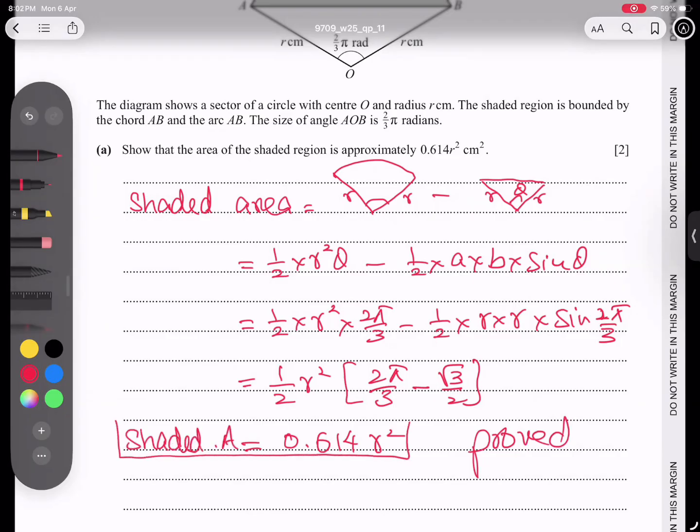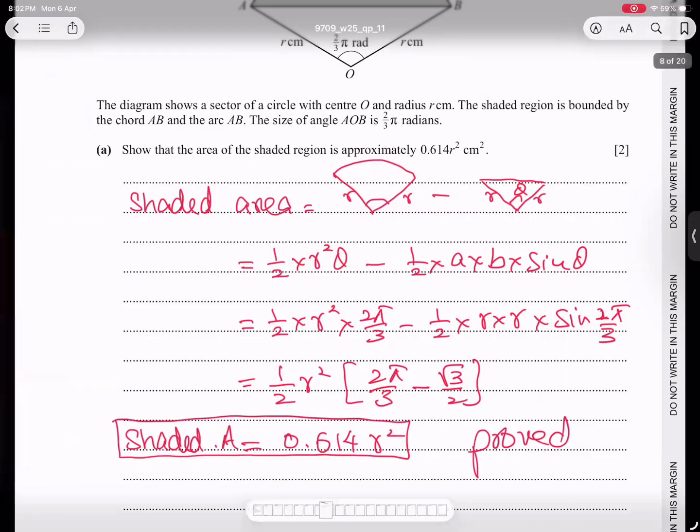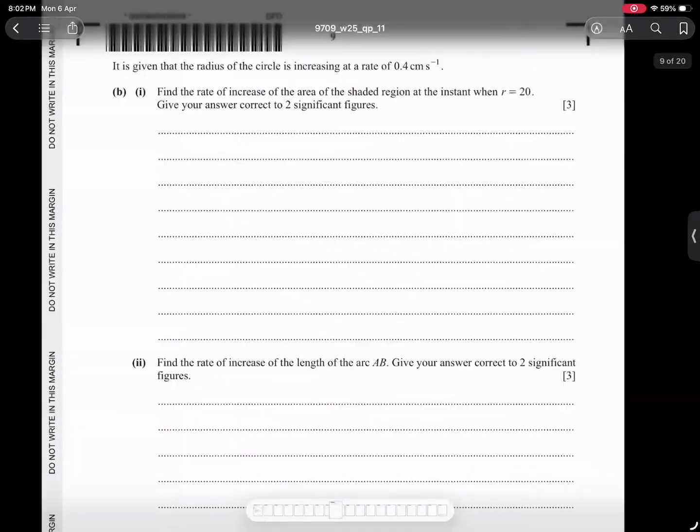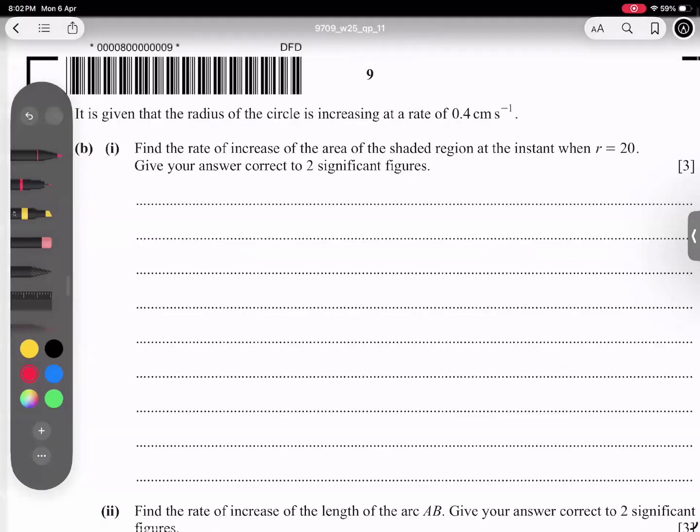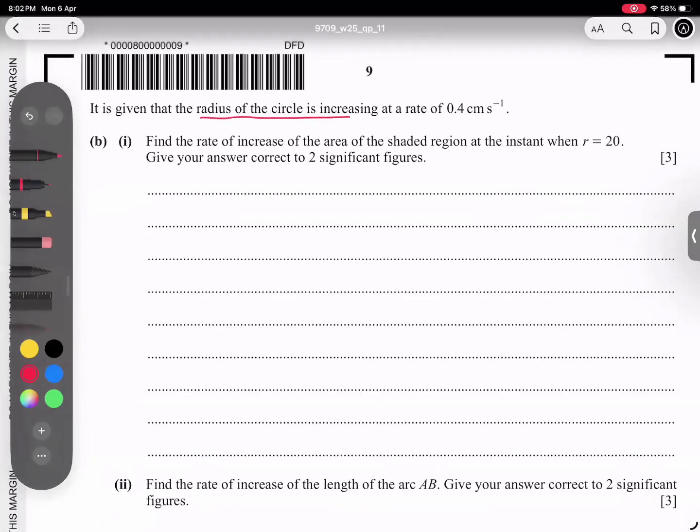So this part is done. Let's go for the next part. On the next page, it is given that the radius of the circle is increasing at a rate. Whenever the rate comes, students, let me tell you, d over dt is called rate. He said radius is increasing at a rate, so it means dr by dt is given, 0.4. And he's asking the rate of increase of area, so he's asking dA by dt, which is our job to find. So I'm applying the chain rule.